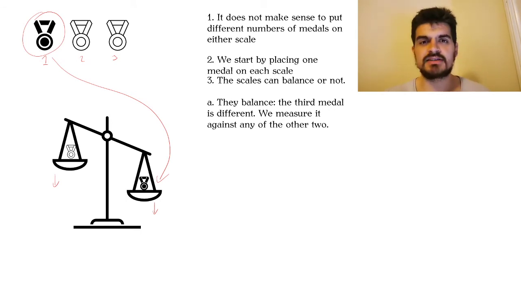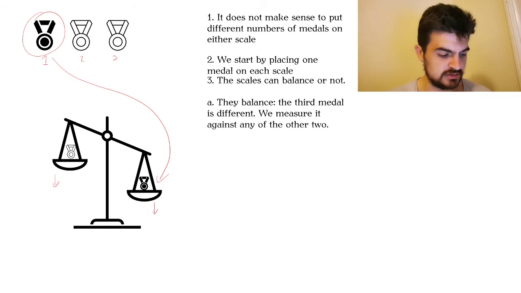But that's the easier possibility. It's the easier case, right? If they balance out, we know immediately that the third one is odd, so we just measure it, and we are done, right? What about if initially one of the scales goes down?